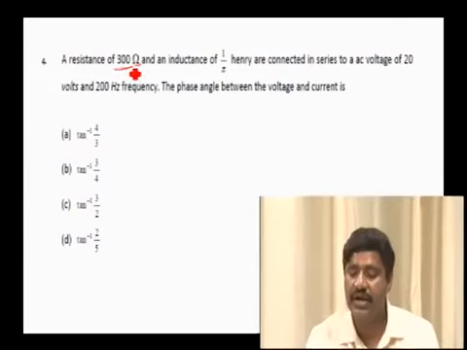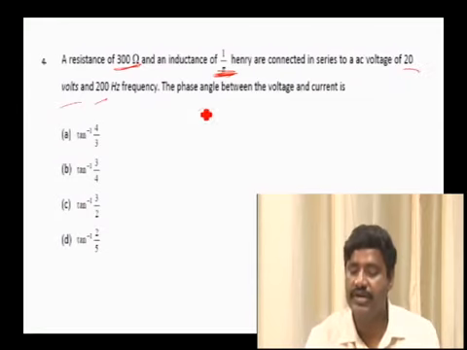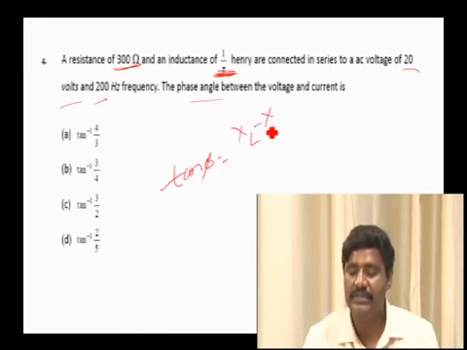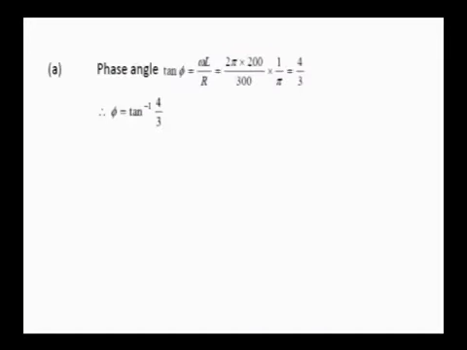There is a resistance of 300 Ω, that is R, and an inductance L of 1/π, connected in series to a 20 volt, 200 hertz source. Find the phase angle. For phase angle we have the formula tan φ = (XL − XC)/R. But this circuit contains only R and L, so XC is equal to 0. I can just write XL/R. What is XL? 2πfL, divided by R. Substituting, tan φ is ωL, 2πf, divided by R into L. L is 1/π. Cancel π and π here. Two zeros get cancelled. 2 into 2 is 4, and 3. It is tan inverse of 4/3.